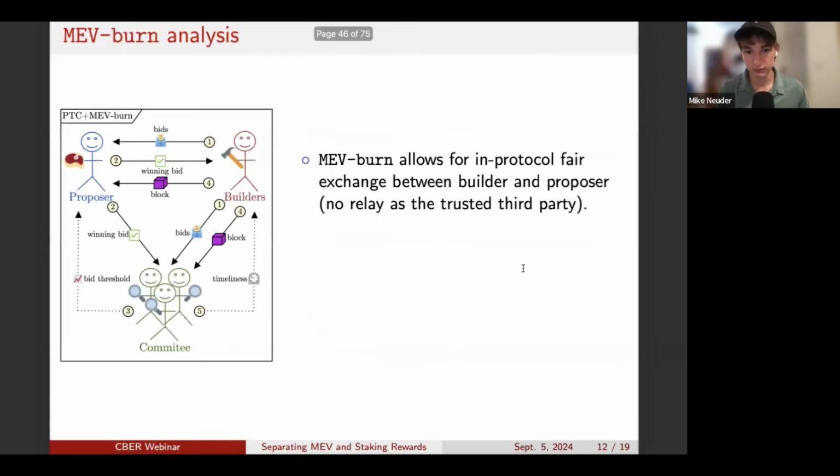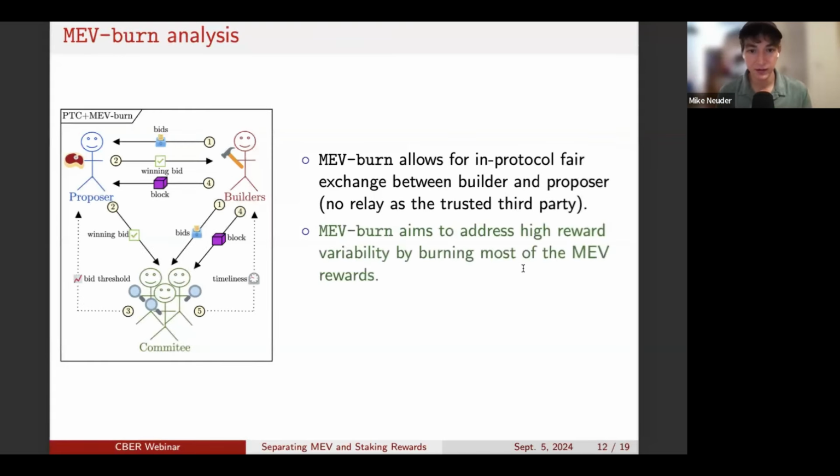So yeah, let's take a step back and talk about what we actually did here. As I described, it solves this in-protocol fair exchange between builder and proposer. There's no trusted third party. The trusted third party is effectively the committee, which we assume has this honest majority property from being sampled from the validator set. And the main benefit here, in my mind, is that it aims to address high reward variability. And it does that by burning most of the MEV.